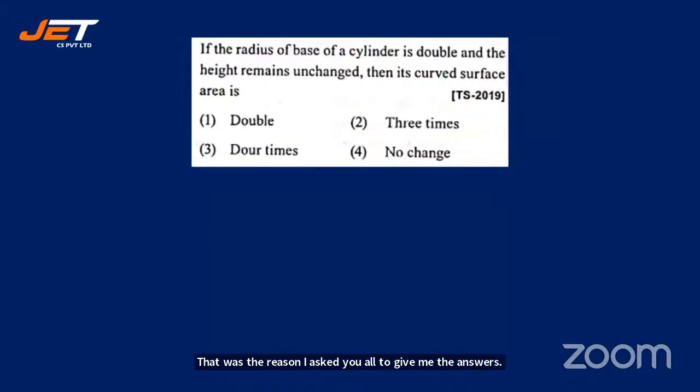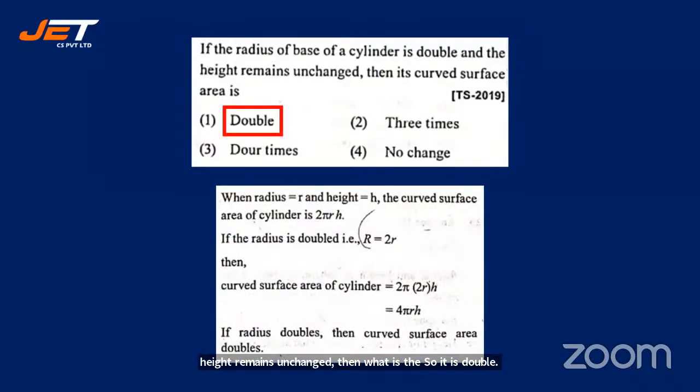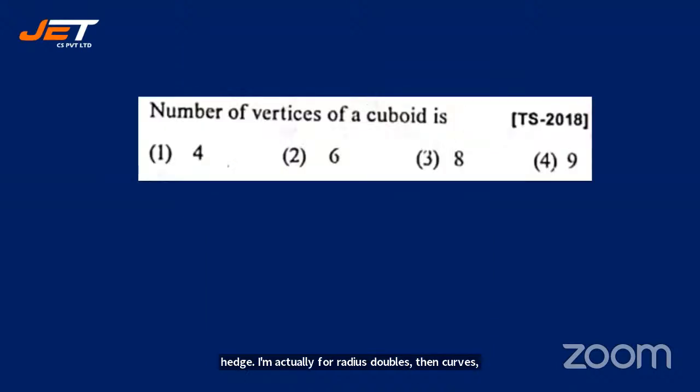If the radius of base of a cylinder is double, and the height remains unchanged, then what is the curved surface area? So it is double. How? See, explanation is very clearly done. When radius is equal to r, height is h, the curved surface area of the cylinder is 2 pi r h, isn't it? So now what is capital R? It is nothing but 2r. So 2 pi r is 2 pi into 2r into height h. So 2 into 2 becomes 4 pi r h. All right. So if radius doubles, then curved surface area also doubles. Yes, is it clear? Fine. So now see the next question.